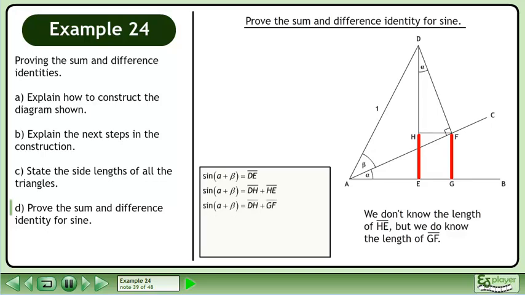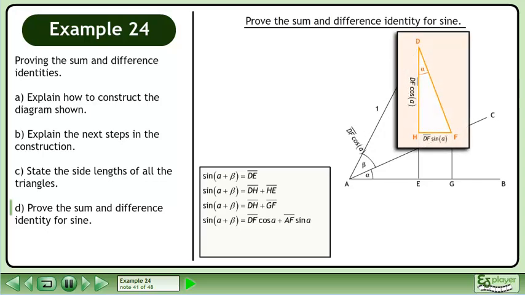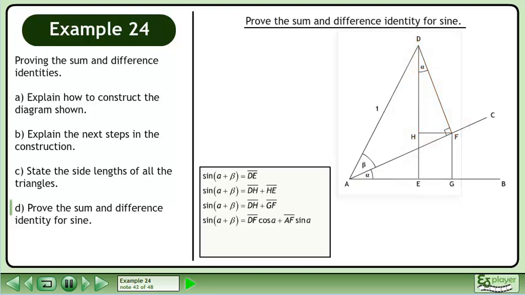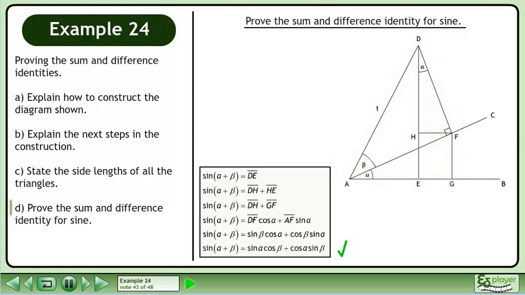We don't know the length of HE, but we do know the length of GF. Replace GF with AF sine alpha. Also, replace DH with DF cos alpha. Replace DF with sine beta and replace AF with cos beta. We have now proved the sum identity for sine.